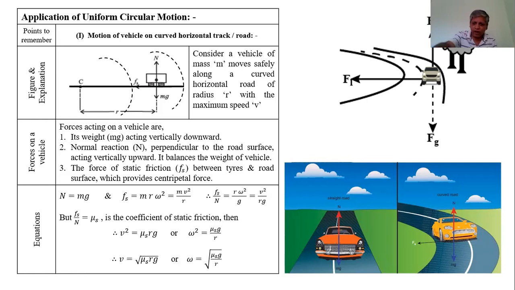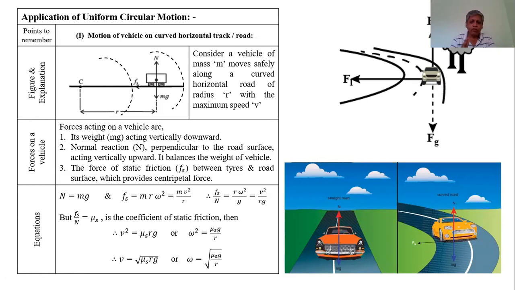Now, the car moves safely along that same path. Hence, centripetal force and centrifugal force are equal. Hence, we write Fs is equal to m r omega square, the expression for the centrifugal force, or equal to m v square upon r in magnitude. Now, taking the ratio of these two equations, Fs upon N, we divide by mg, and also divide m v square upon r by mg. Here we write the expression Fs upon N is equal to r omega square upon g, that is equal to v square upon r g.